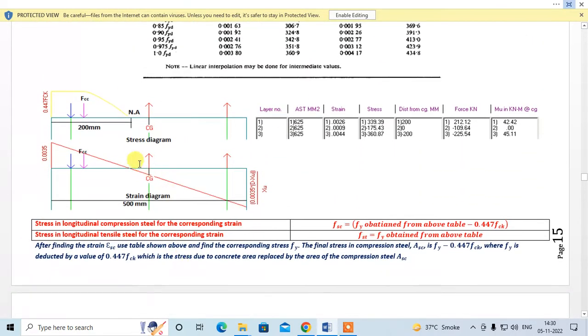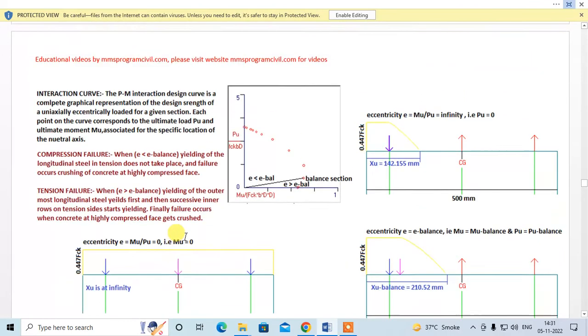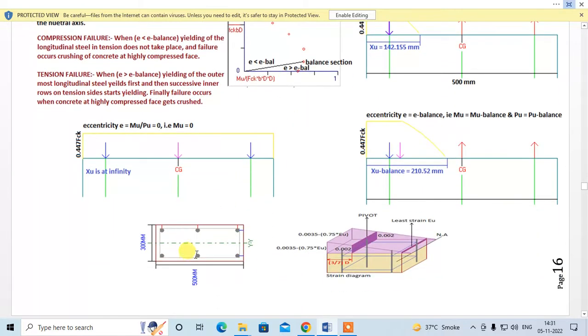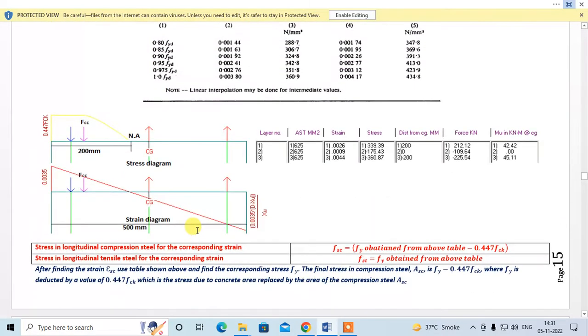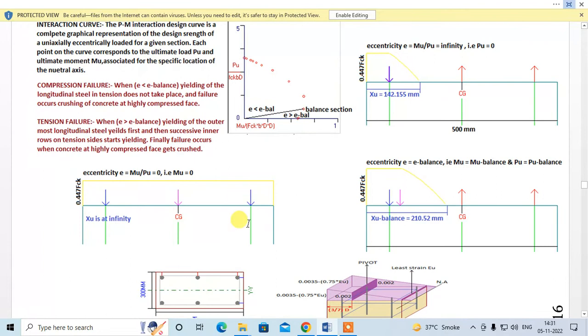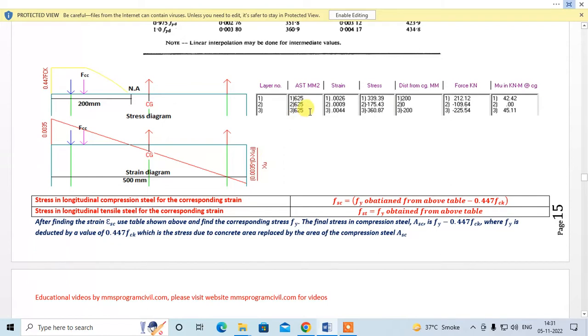Now the first thing is that we have to find the strains, right? You can make a table like this: layer 1, layer 2, layer 3. The area of steel in layer 1, that is the area of these two bars, is say 625 mm². The area of these two bars in layer 2 is again say 625 mm². And in layer 3 you again have two bars, and the area of those two bars is again 625, right?